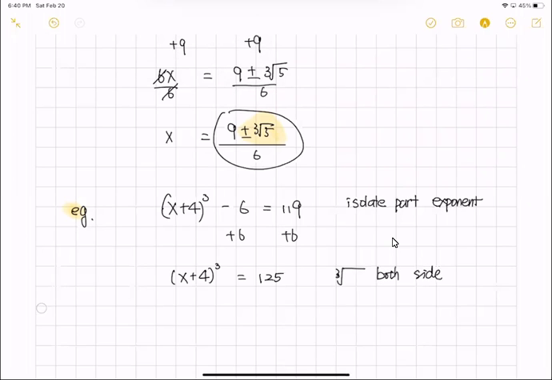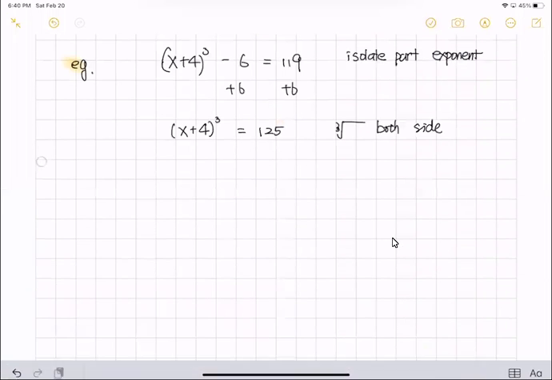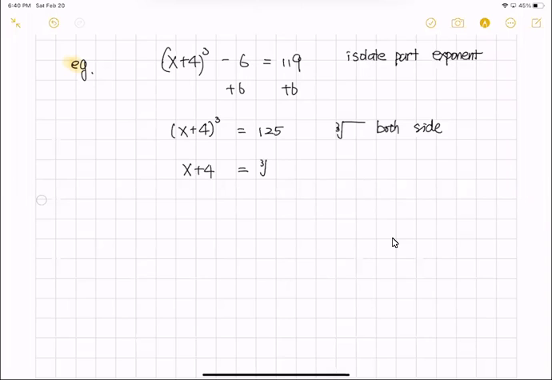Since this is an odd root, that means we don't have a positive or negative. So I will have x plus 4 on the left side, and then the cube root of 125 on the right side. So the cube root of 125 is equal to 5. And then I subtract 4 on both sides, I have x equals 1. So this would be the solution.